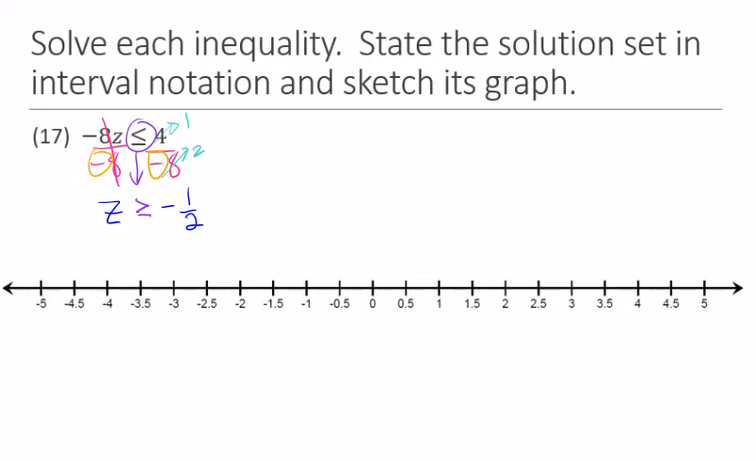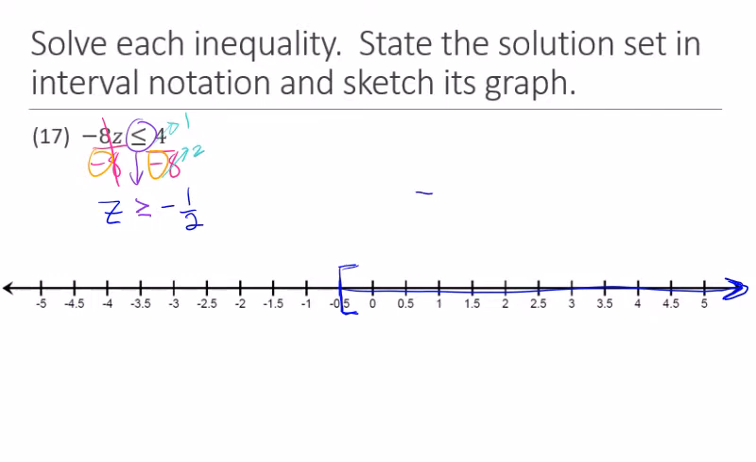So we can plot negative 1/2, which is the same as negative 0.5, right? This time we have greater than or equal to, so it's going to be brackets. Okay, so greater than or equal to, and then it's going to go to the right because it's greater than or equal to. All right, so there's our number line representation, and now we want to put an interval notation.